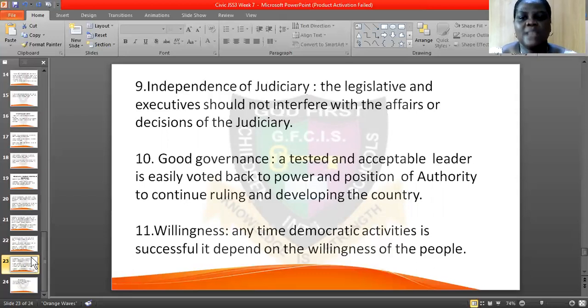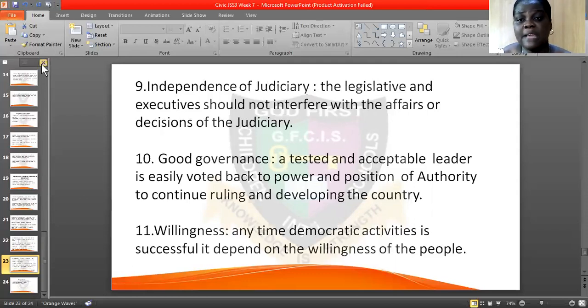Then good governance as well is another democratic process. When a leader has been good and delivered their manifestos, they will definitely be voted back in to develop the country. Then there's what we call willingness, that is rule over selfishness. In democratic processes, willingness is when the people are willing to serve. They are not just going there for their own selfish interest. And those are the democratic processes.